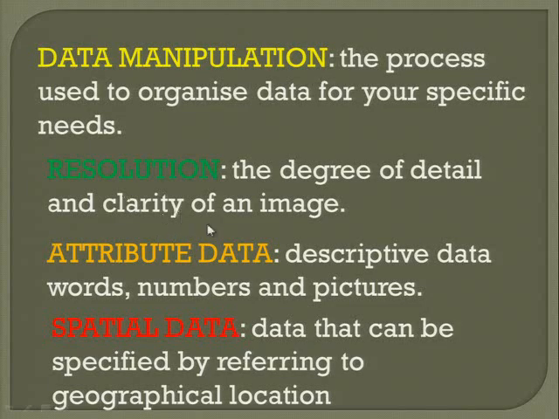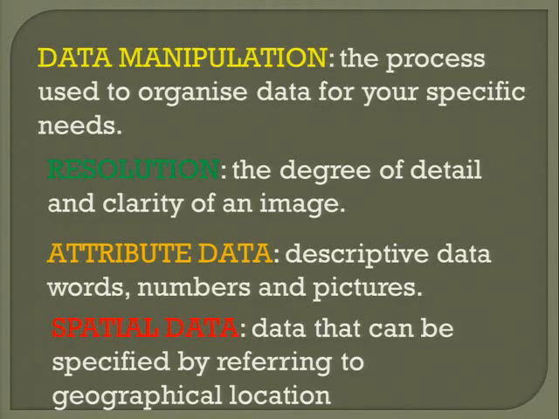Then I want to move on to attribute data. These concepts are very important to put at the back of your mind, because they are part of the whole examination, especially the last part of paper 2, which carries 20 marks. Attribute data is descriptive data, words and numbers together with their pictures. Then spatial data is data that can be specified by referring to a geographical location.